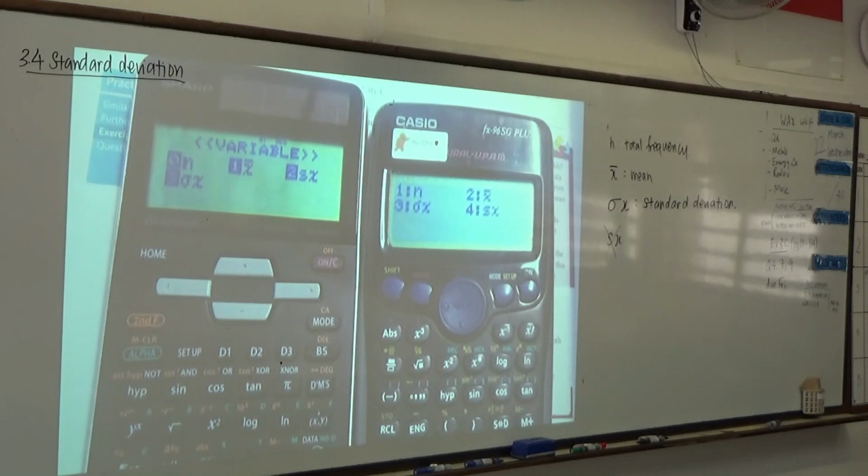Shift number 1. Yeah. Your calculator doesn't show this. Oh, I remember yours already. What's this?